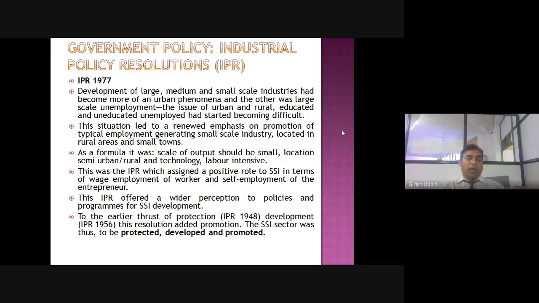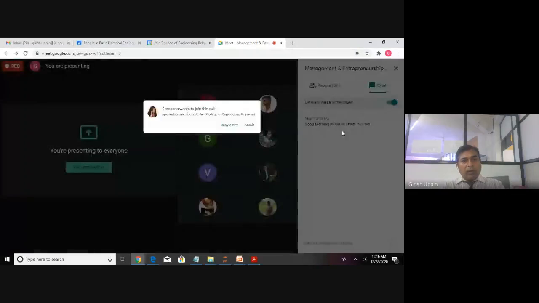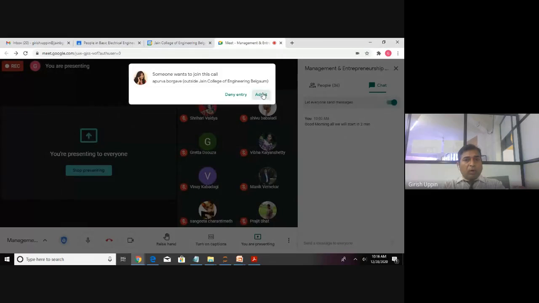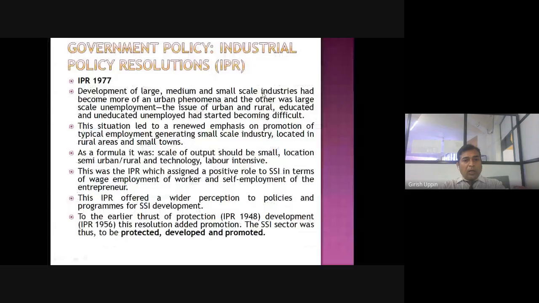The next is the IPR 1977. Of the past two IPRs, the first focused predominantly on protection, and the second, 1956, focused on protection and development, and a considerable amount of development was seen through the previous IPR. So IPR 1977 was rolled out with the idea of protection, development, as well as promotion.